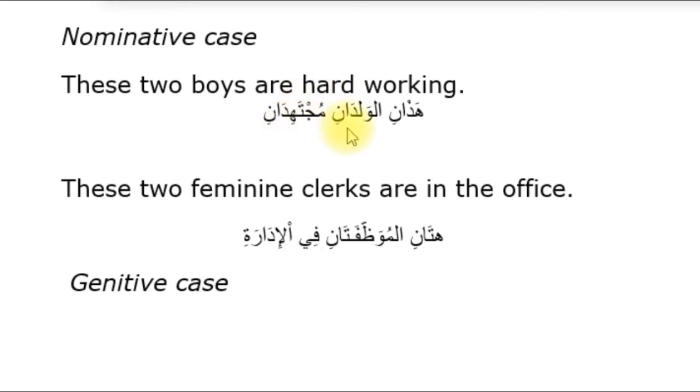So, since this is a dual form, the adjective should also be a dual form. So we insert again alif and nun. مجتهدان. هذان الولدان مجتهدان. Since this sentence is built with a dual form, masculine noun, we also need to use a demonstrative that shows that it is a dual form. هذان الولدان مجتهدان.